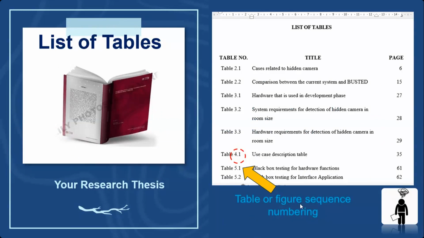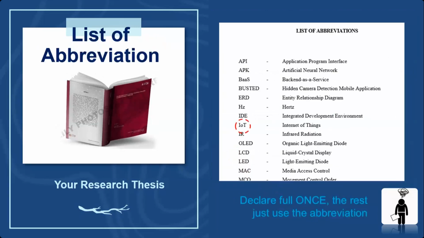For example, for tables, you need to make sure that you use table or figure sequence numbering that follows the chapter. It's not okay to follow the subsection numbering, like Table 2.1.3.4. No, you don't follow the subsection. You follow the sequence of the table in the chapter. And then the list of abbreviations: declare only once, and then for the rest, use the short form. Don't use the full name a few times. You only declare it once and then use the short form for the rest of your thesis.